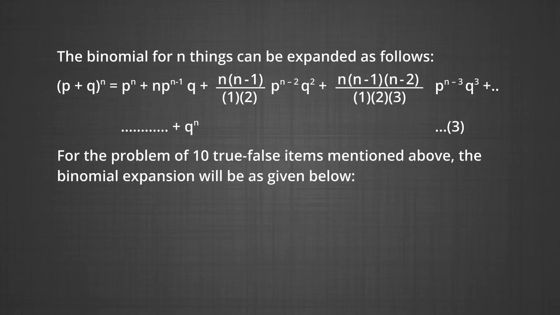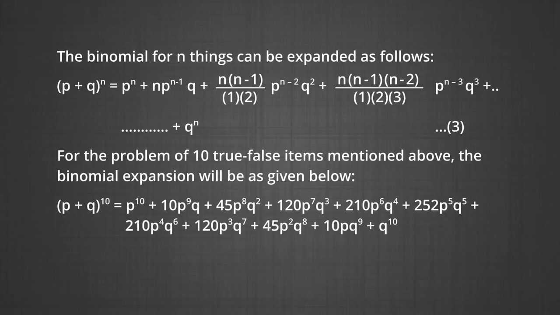For the problem of 10 true false items mentioned above, the binomial expansion would be given below. (p plus q) to the 10 is equal to p to the 10 plus 10 times p to the 9 q plus 45 times p to the 8 q to the 2 plus 120 times p to the 7 q to the 3 plus 210 p to the 6 q to the 4 plus 252 times p to the 5 q to the 5 plus 210 times p to the 4 q to the 6 plus 120 times p to the 3 q to the 7 plus 45 times p to the 2 q to the 8 plus 10 times p to the 1 q to the 9 plus q to the 10.